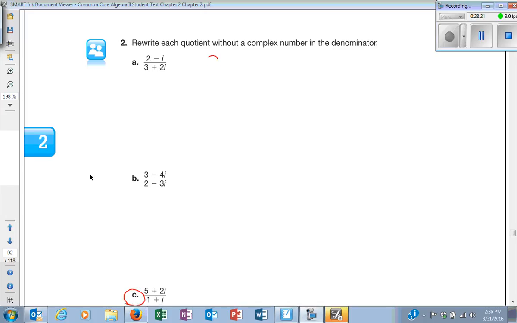If I was going to do this problem, it would be 2 minus i over 3 plus 2i. I realize that I do not want this i in the denominator, so I'm going to multiply by its conjugate pair. We just talked about how to find its conjugate pair. Leave the 3 there, change the sign to a minus, and 2i. It's the same exact thing that's over here, just with a subtraction sign in the middle, and whatever I multiply the bottom by, I have to multiply the top by.